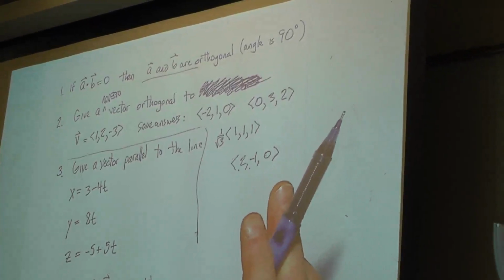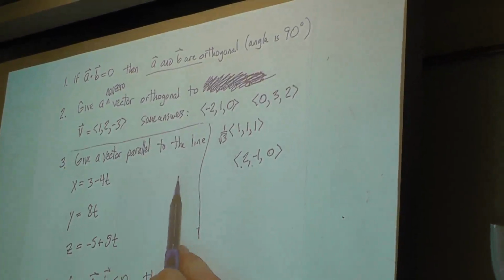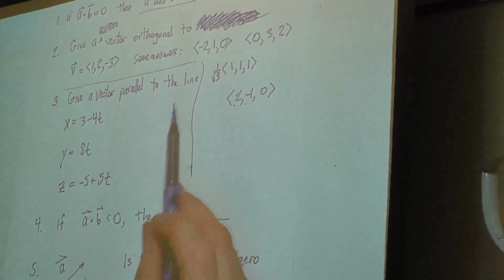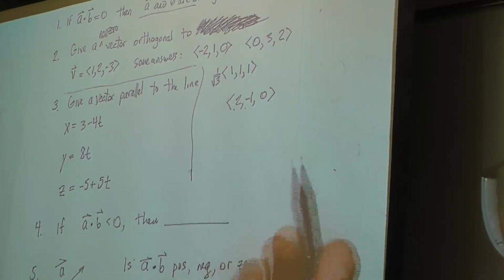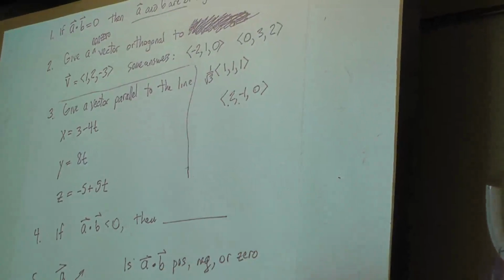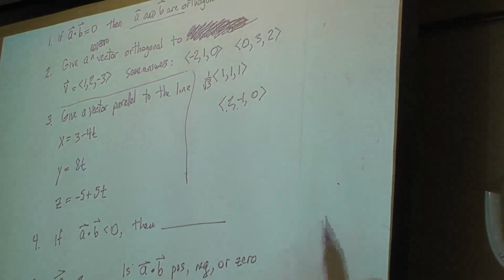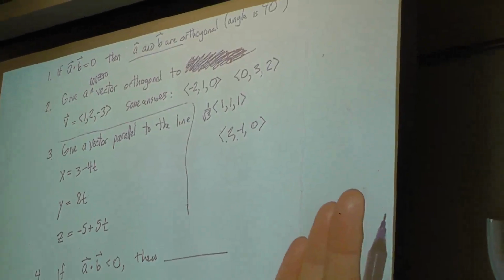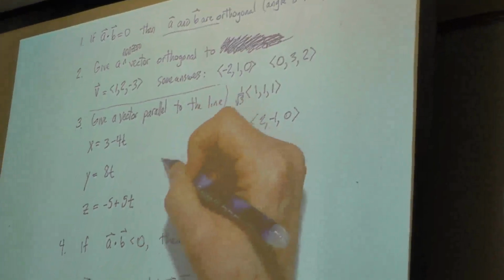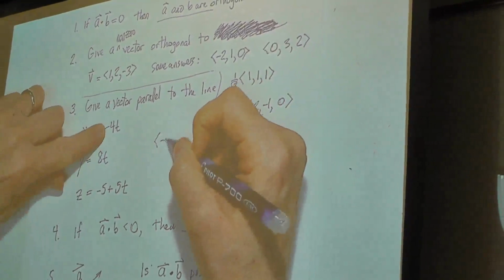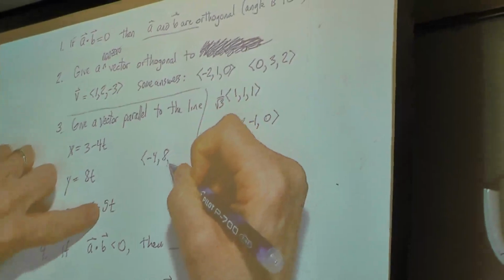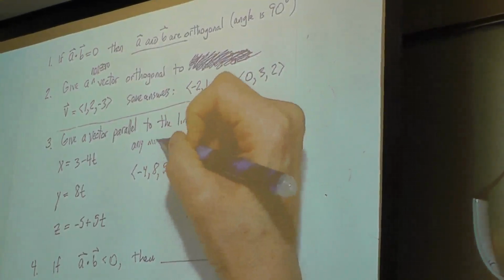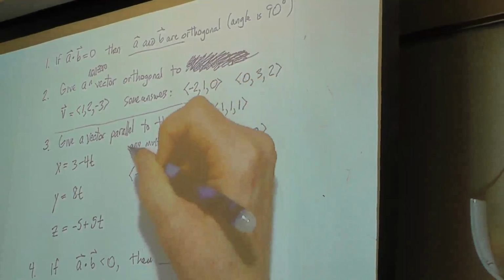Okay? Give a vector parallel to the line. In 2 dimensions, parallel would be indicated by same slope. The counterpart of slope in 3 dimensions is the direction vector. And the direction vector here would be, peel off these coefficients. That works, or any multiple of this.